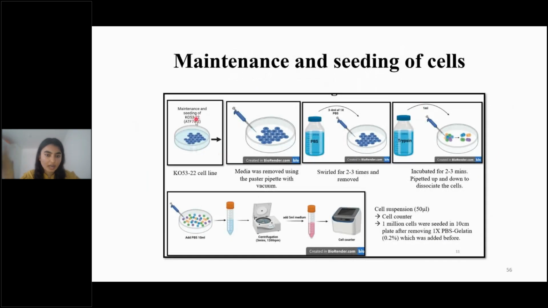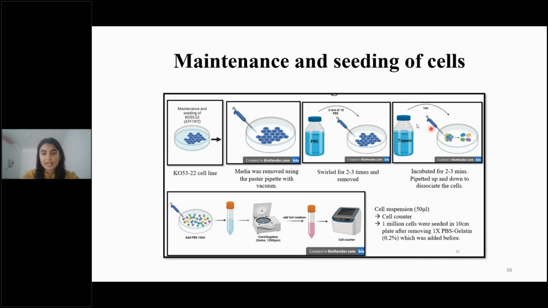So this is how we basically maintain the cells in the lab. You take the plate and take out all the media, the red colored media it has. You take everything out and put PBS. PBS is a washing solution, so you wash the cells. You put 3-4 ml of PBS, mix it up, then remove the PBS. Then you put 1 ml of trypsin.